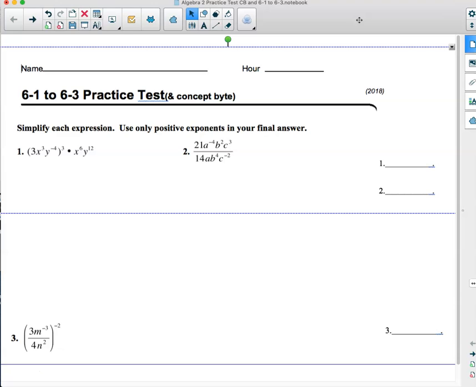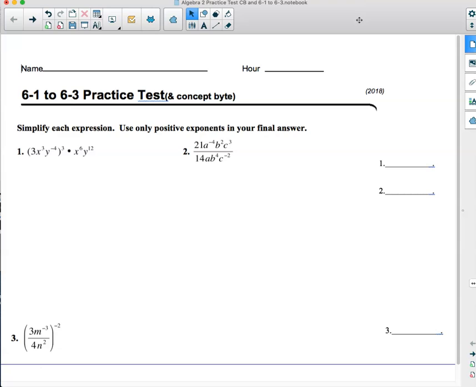And in the bold, we see simplify each expression. Use only positive exponents in your final answer. That's a huge hint. You know, we're supposed to know that you don't leave those negative exponents in, because then it's not simplified. So we have the quantity 3x to the third y to the negative fourth, and all of that is going to be raised to the third power times x to the sixth y to the 12th.